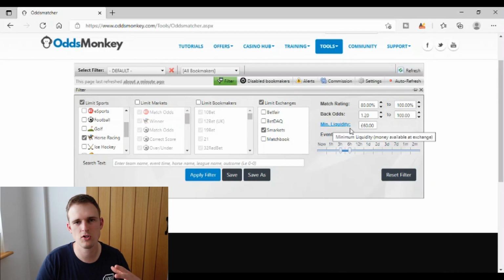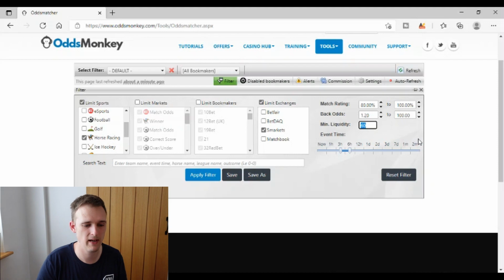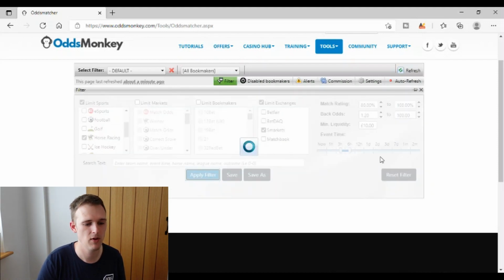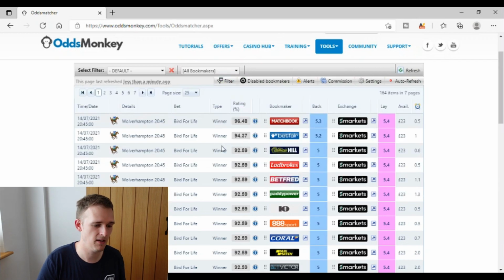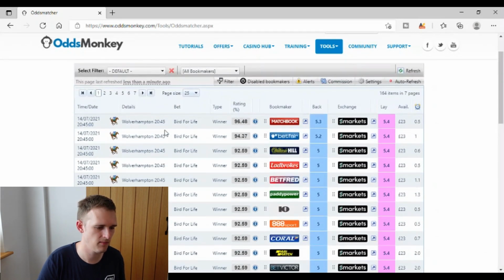Because we're on just a Wednesday afternoon/evening here, there isn't a lot of liquidity available. There's not many people betting at the moment. But if we just put that to £10 and then press apply again, you'll now see that many matches have come up. So this Wolverhampton 8:45 race, which is 3 hours away from starting.